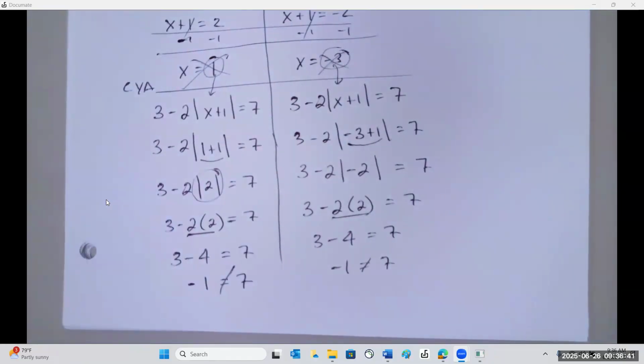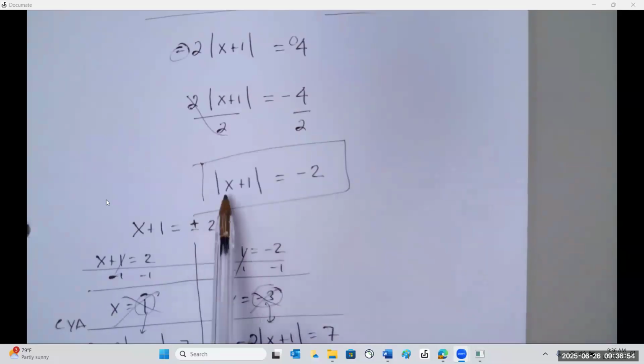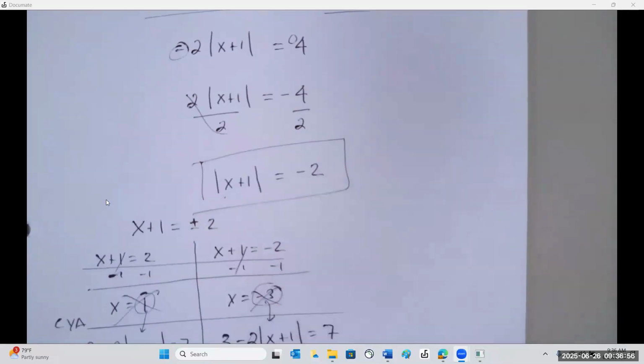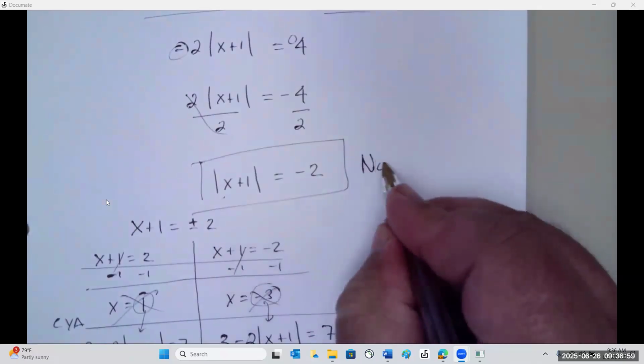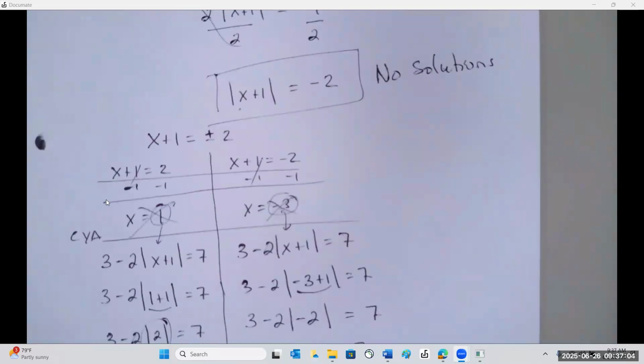Why not? We knew it wasn't going to work. We knew it right here. Can an absolute value ever equal something negative? No. No solutions. We knew it there, but you all wanted to go further, so we went further. Whenever the absolute value is by itself and it equals something negative, then there's no solution.